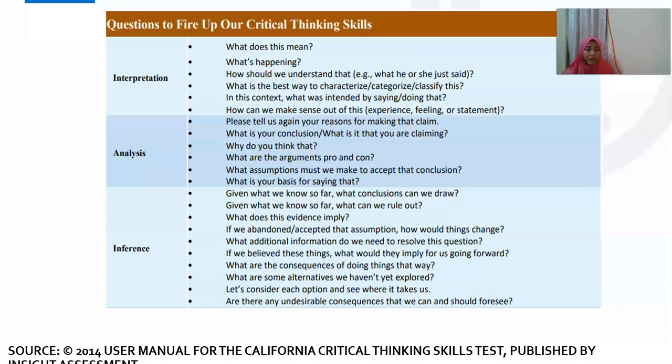Inference: given what we know so far, what conclusions can we draw? What does this evidence imply? What is the assumption? If we use this assumption, what happens? If we use the next assumption, what happens? If we believe these things, what would they imply for us going forward? What are some alternatives we haven't yet explored? So these are all the questions that fire up your skill.